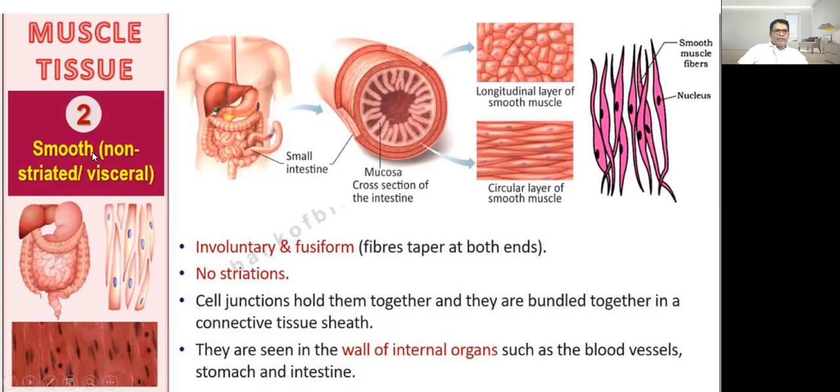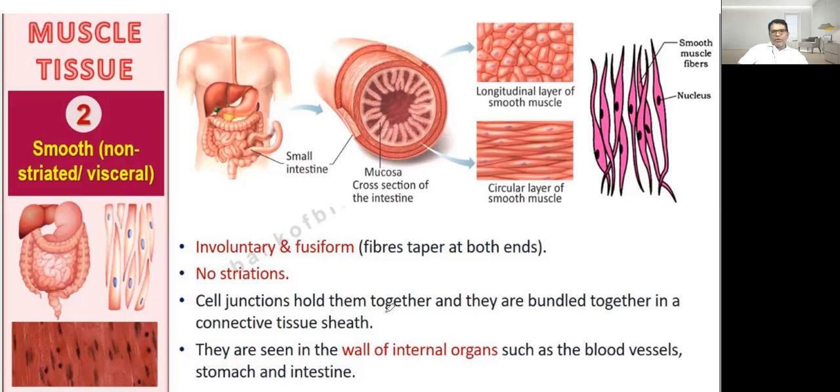Second is smooth, non-striated visceral muscle. They are involuntary, we don't have control over them. Fusiform fibers taper at both ends, so the muscle fiber becomes pointed at both ends. So they are smooth muscle cells of fusiform shape. There is no striation present.